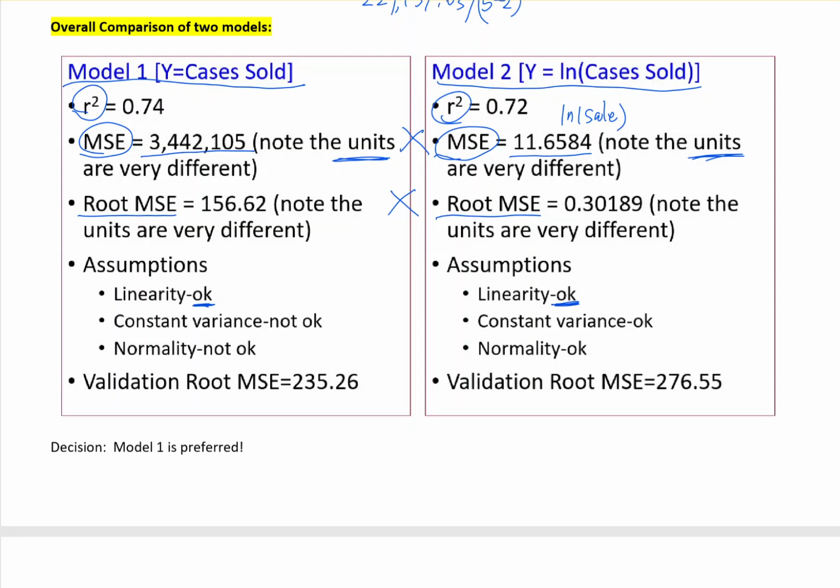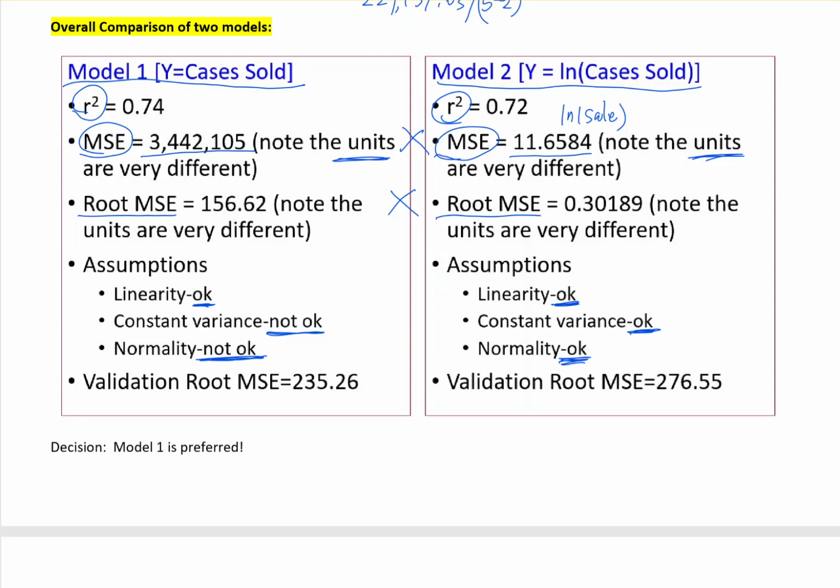And then for the equivariance assumption, we said the equivariance assumption is not okay for model 1, but it is okay for model 2. And for the normality assumption, the points didn't follow the straight line in the normal quantile plot, so it is not okay. But normality in model 2 is okay, right?